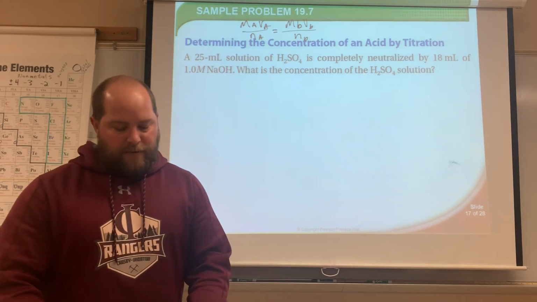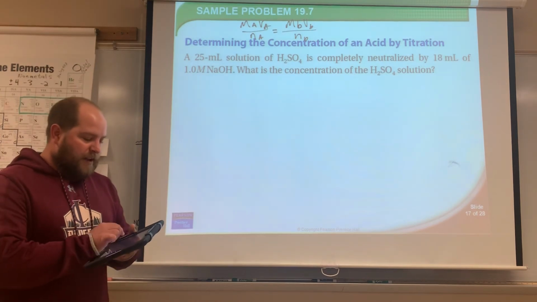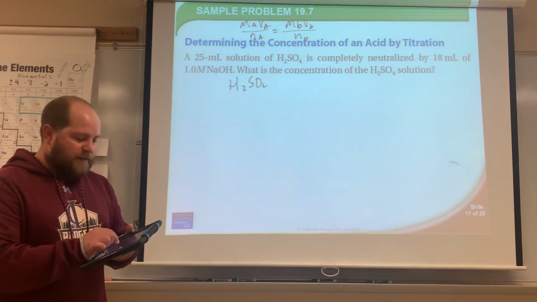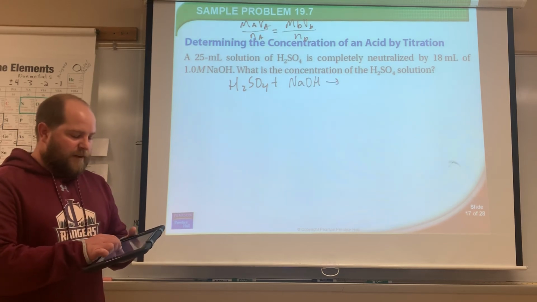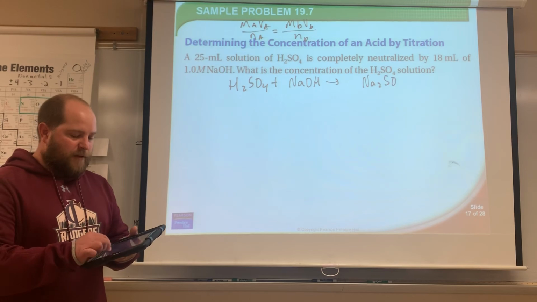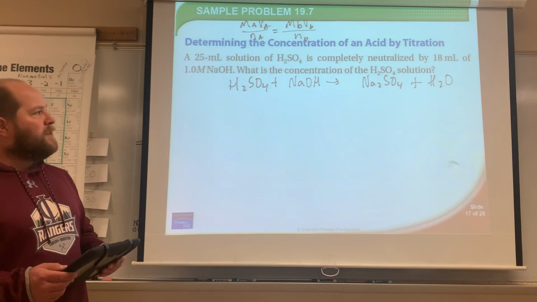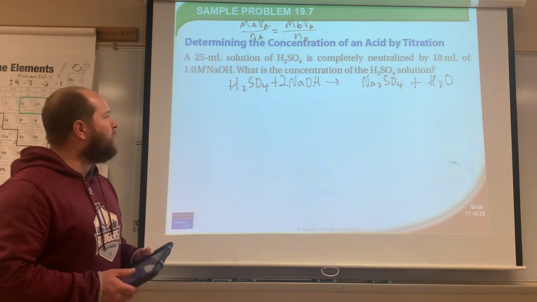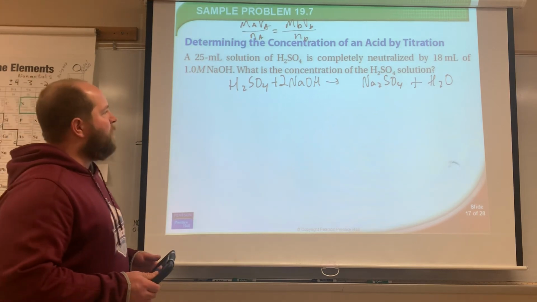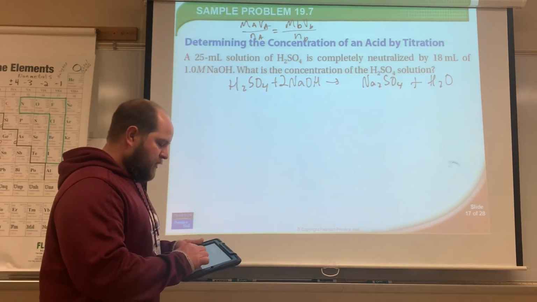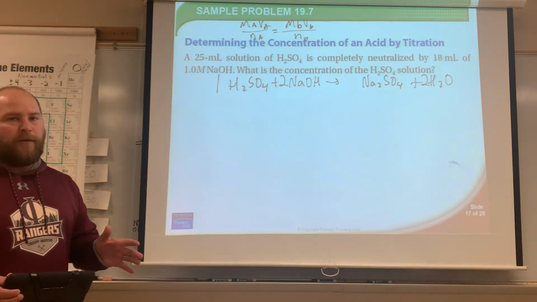Okay? So, when we're looking at this problem, we're taking sulfuric acid, we're mixing it with sodium hydroxide. This is going to give us sodium sulfate and water. Okay, however, we still need to balance this, so I need to put a 2 there. Let's see here, and then I believe we're balanced. Well, no, one more 2. Need to put a 2 there. Then we're balanced.